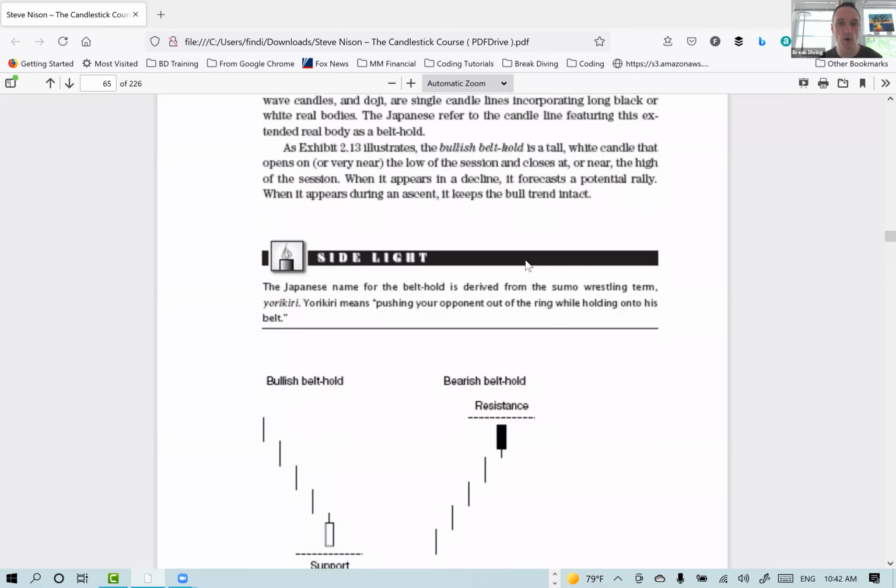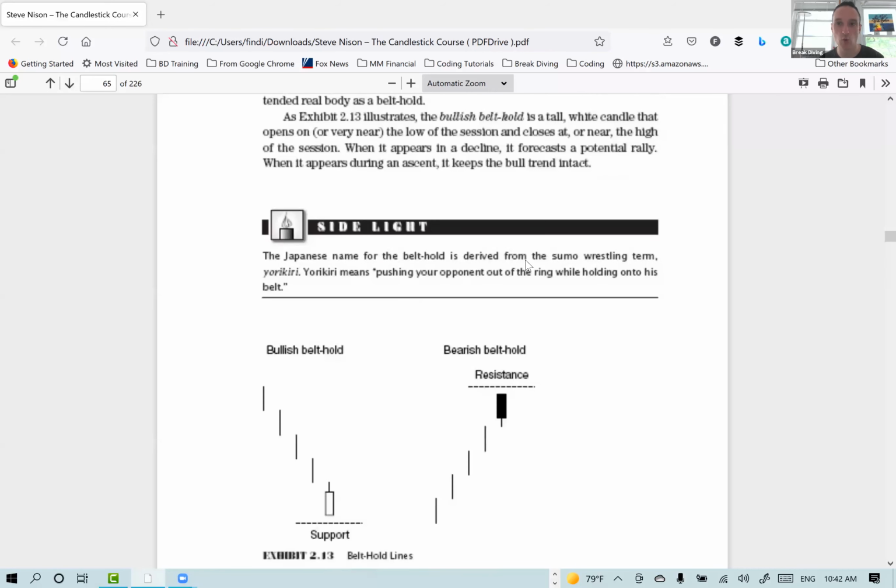Exhibit 2.13 illustrates the bullish belt hold. It's a tall white candle that opens on or near the low of the session and closes at or near the high of the session.